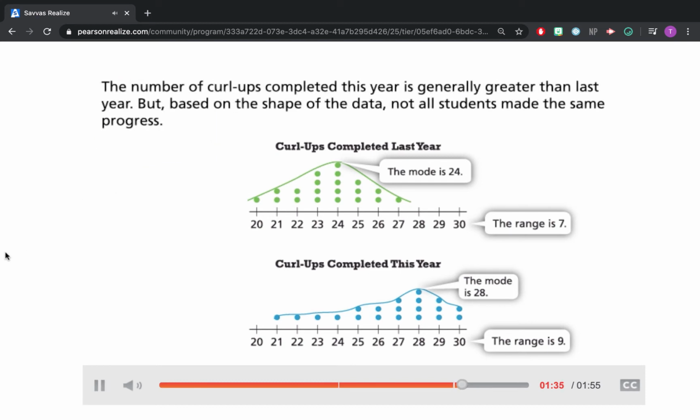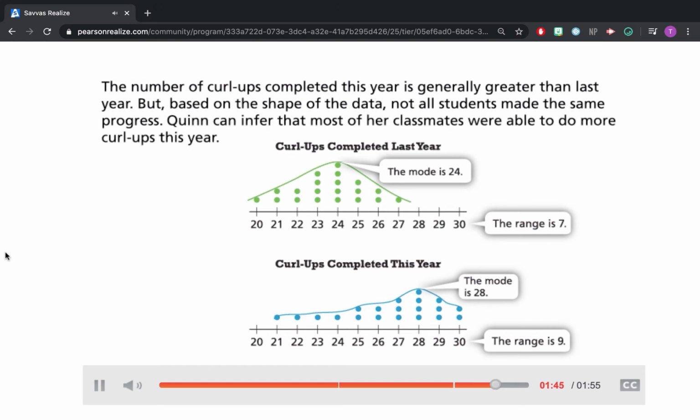The number of curl-ups completed this year is generally greater than last year. But based on the shape of the data, not all students made the same progress. Quinn can infer from her comparison that the majority of her classmates were able to do more curl-ups this year than they were able to do last year.